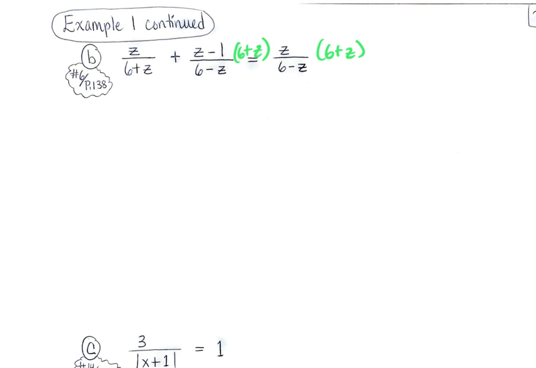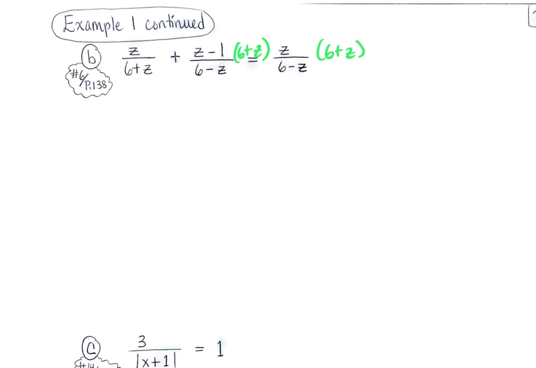But is that going to help us here? No. So do we just multiply by 6 minus z? No, we didn't. Multiply by something that's going to make them all the same. What do you mean make them all the same? It's going to make them all the same denominator.